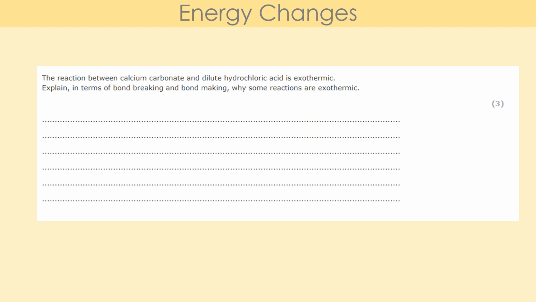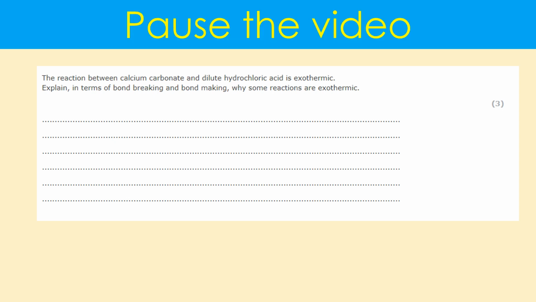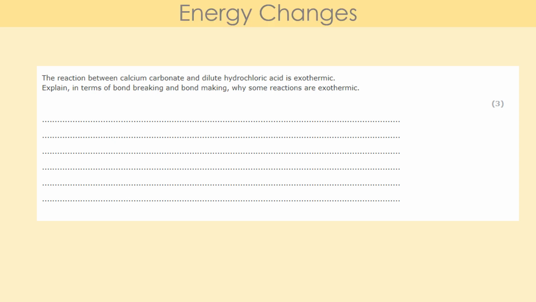So our final thing here, we've got an exam question. It says the reaction between calcium carbonate and dilute hydrochloric acid is exothermic. Explain in terms of bond breaking and bond making why some reactions are exothermic. So please pause the video and answer the question. You should now only be watching if you have answered the question.